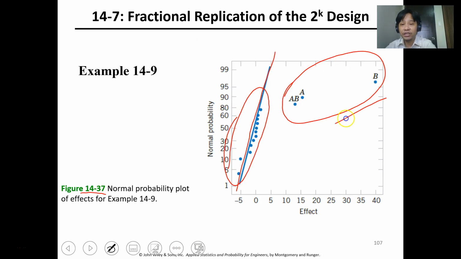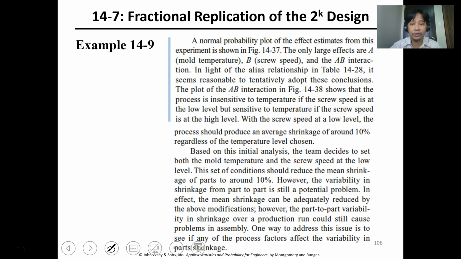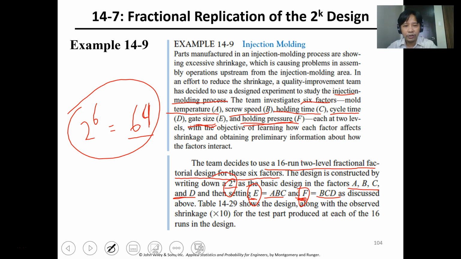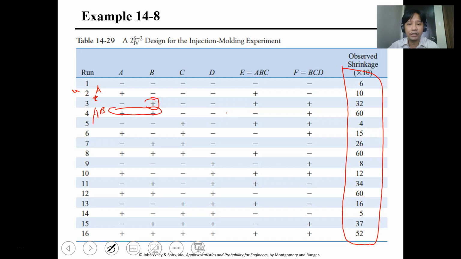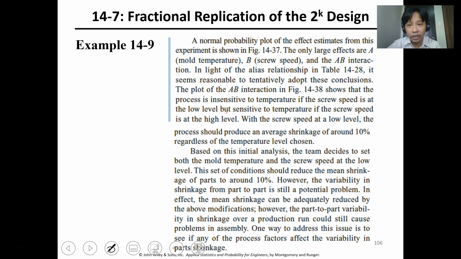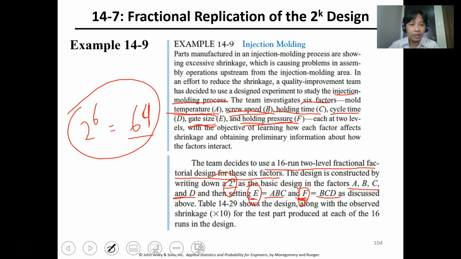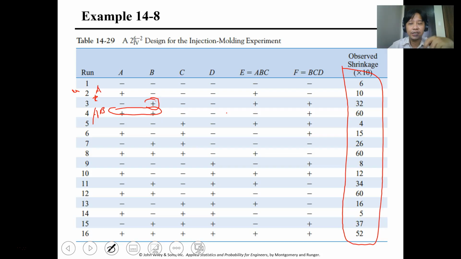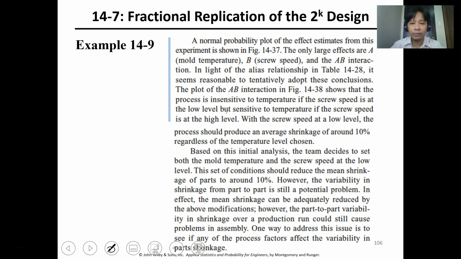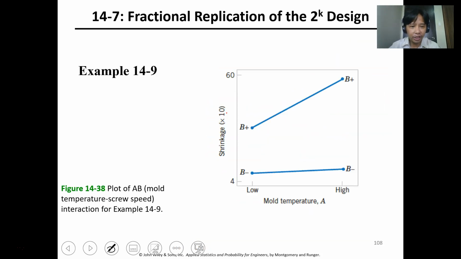Okay, so, meaning this 3 has a significant effect. Ano yung A, B, yung temperature, at saka screw speed. So, the only large effects are A, mold temperature, B, screw speed, and the AB interaction. In light of the alias relationship in table 14-20, it seems reasonable to tentatively adopt this conclusion. So, meaning, ito lang yung may effect based from this table, yung 14-28, yung aliases.